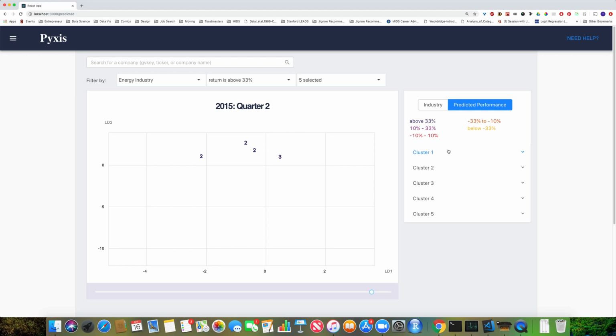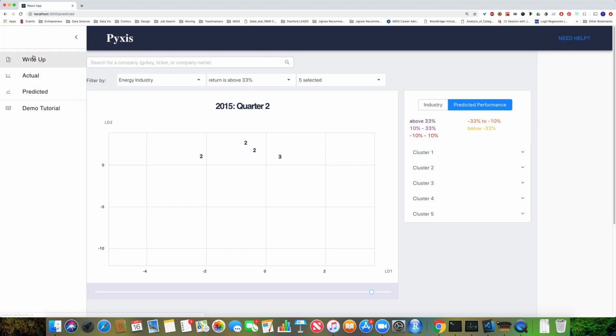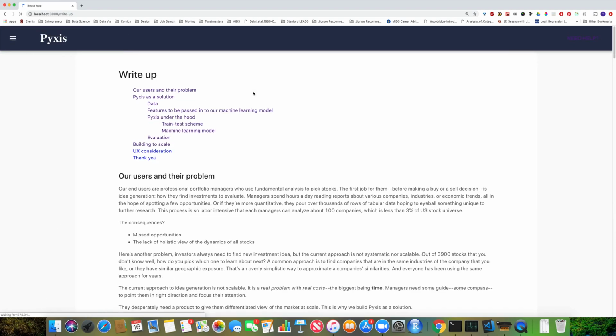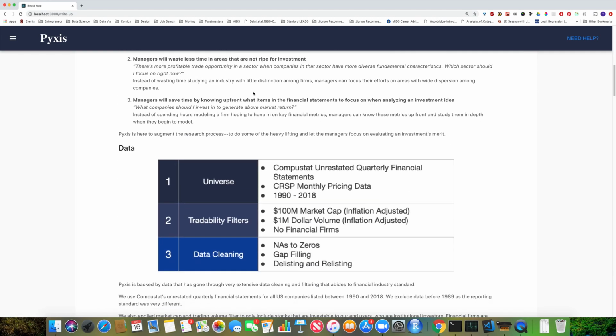And if you wanted to know how we were able to get all of this prediction of 1-year forward return, please feel free to check out our write-up and get a better insight about it.